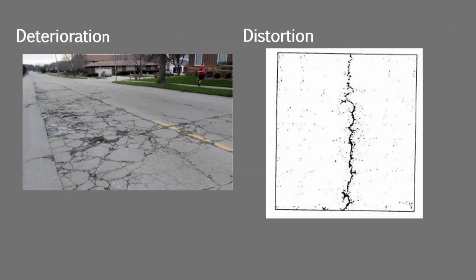Next we will be defining deterioration. As you can see in the picture, deterioration of concrete pavement is due to stress brought about by load, moisture, and temperature. Next is distortion. Distortion is a vertical displacement of concrete slab at the joints or cracks. Distortion is due to failure or weakness of concrete joints.